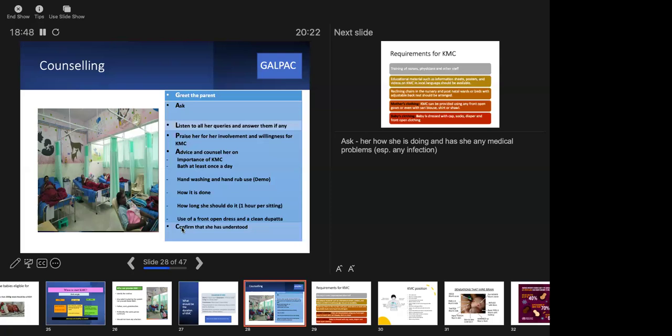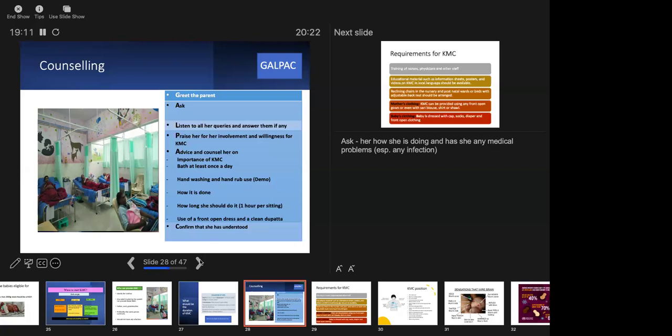And during the counseling of any parent or mother, you have to make sure that you sit close to the mother. There should not be any barriers between the counselor and the mother, and make eye contact. These are certain things which you have to follow during the counseling.